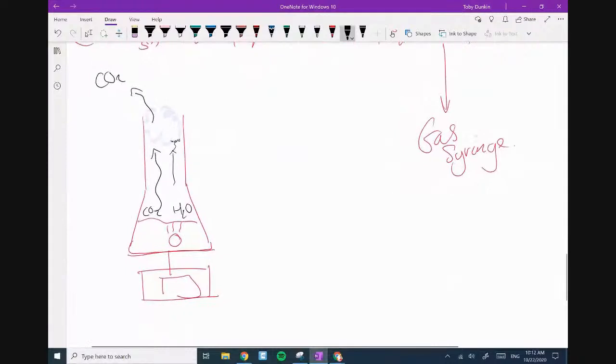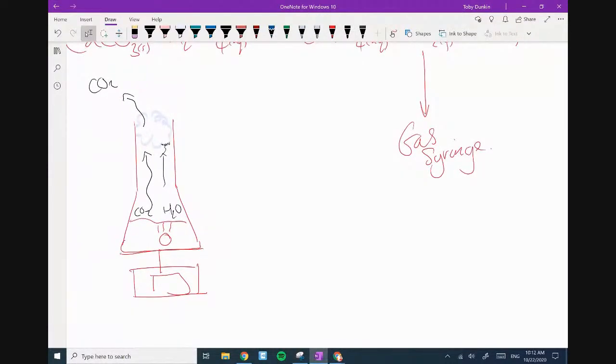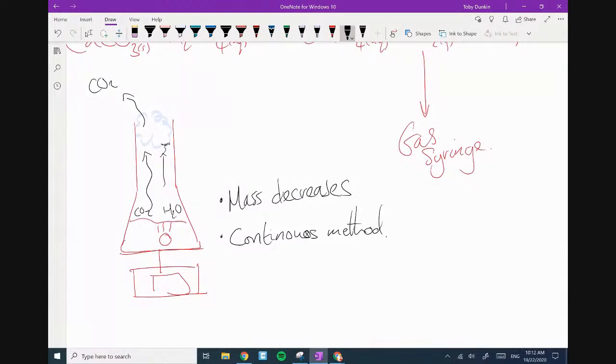What's going to happen here is simply the mass is going to drop. You can read the mass off every 30 seconds or every 10 seconds if you like. This is a continuous method like the gas syringe, and we can just monitor it.